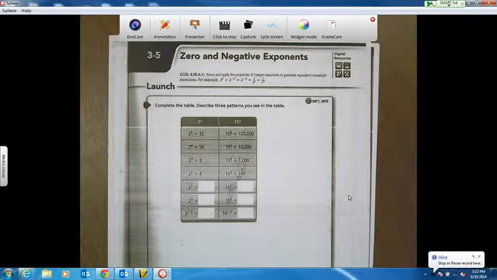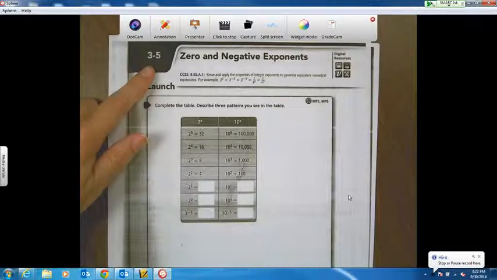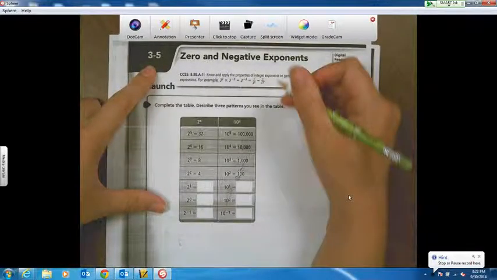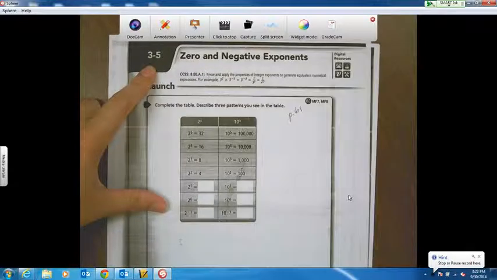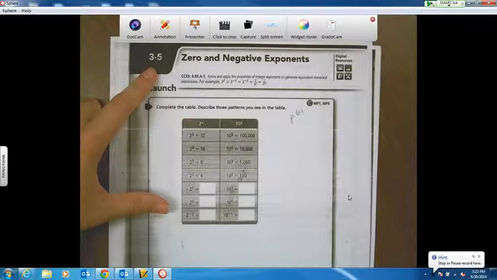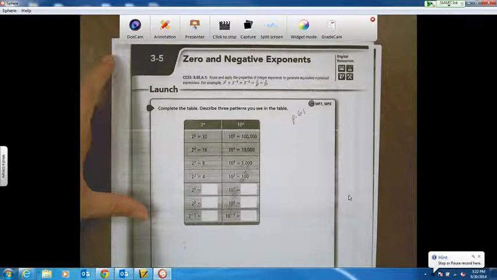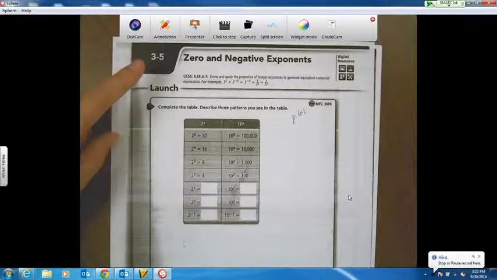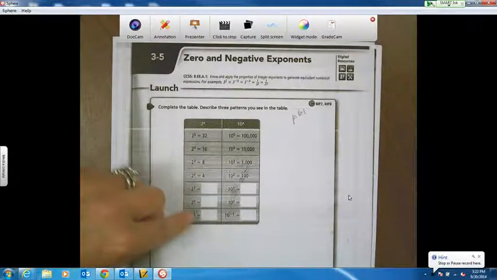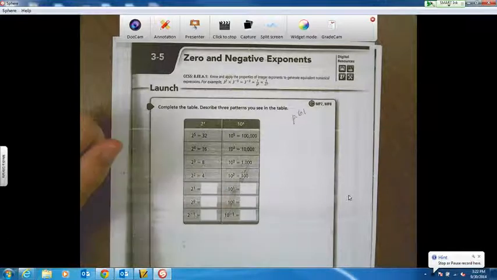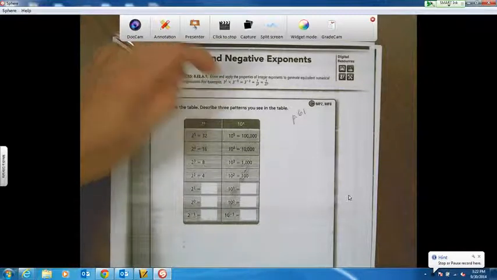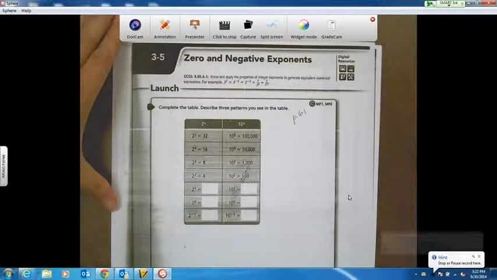Guys, you need to be in section 3.5, which is on page 61. Turn there, and start with the launch. Try to complete the table for these three and these three, and then see if you can find at least one pattern. I know it says to describe three here, but I just want you to find one. Pause until you are done with that part and ready to move on to the next part.